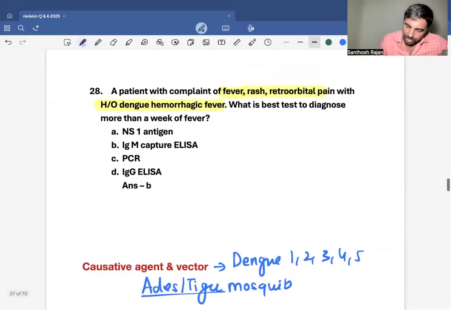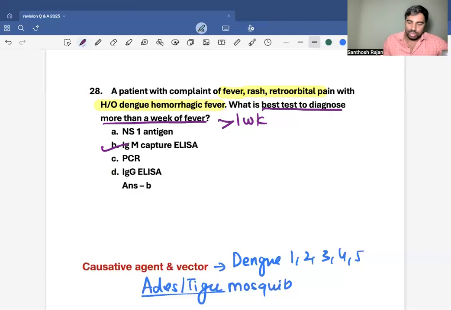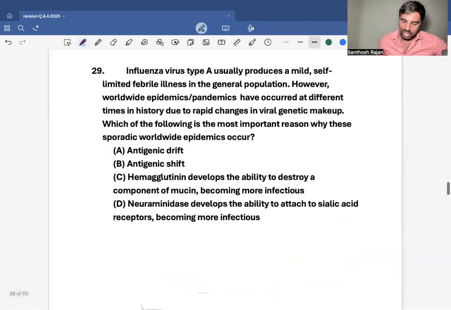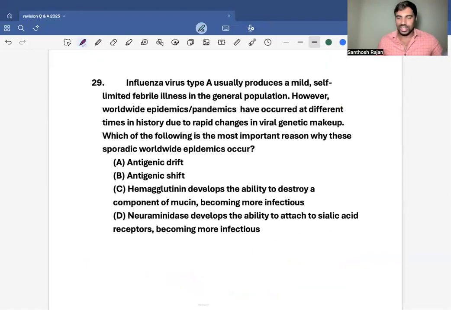So here they have said the best to diagnose more than 1 week is IgM. If it's less than 1 week, NS1. More than 1 week, then you go for IgM capture ELISA. That's all. Very, very important. Okay, easy. Next question. By seeing the question, don't get scared by a big question, because sometimes the big questions are the easiest ones. So remember that.